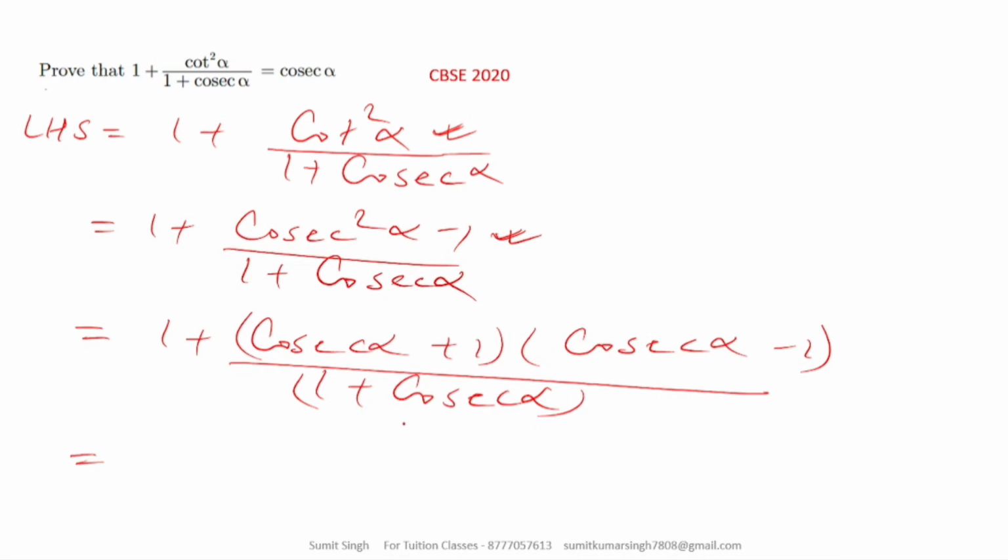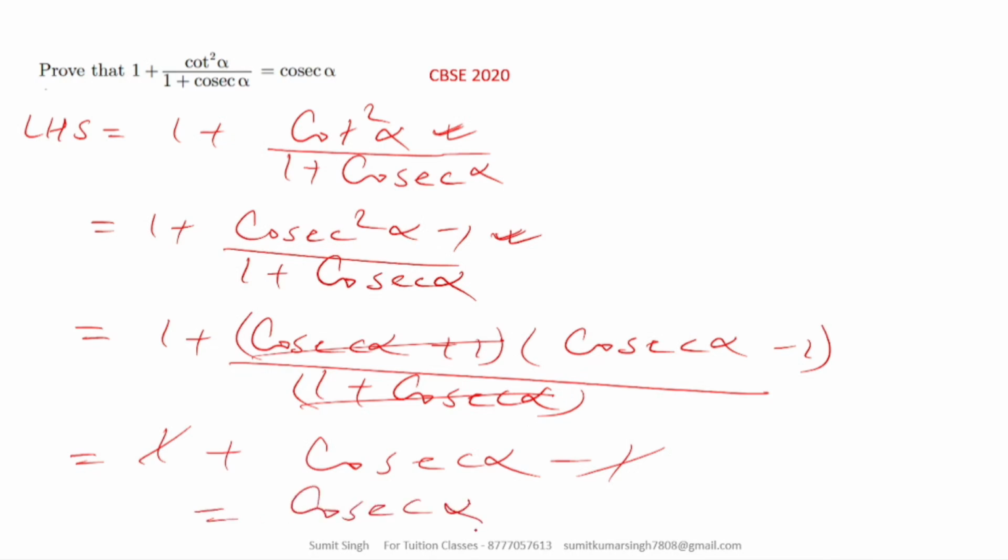So from here, 1 plus cosec alpha and 1 plus cosec alpha cancel out. The only remaining term is cosec alpha minus 1, plus the 1, so the minus 1 cancels out. Now we have cosec alpha, which is our RHS, and in this way we have proved the statement, that the LHS is equal to the RHS.